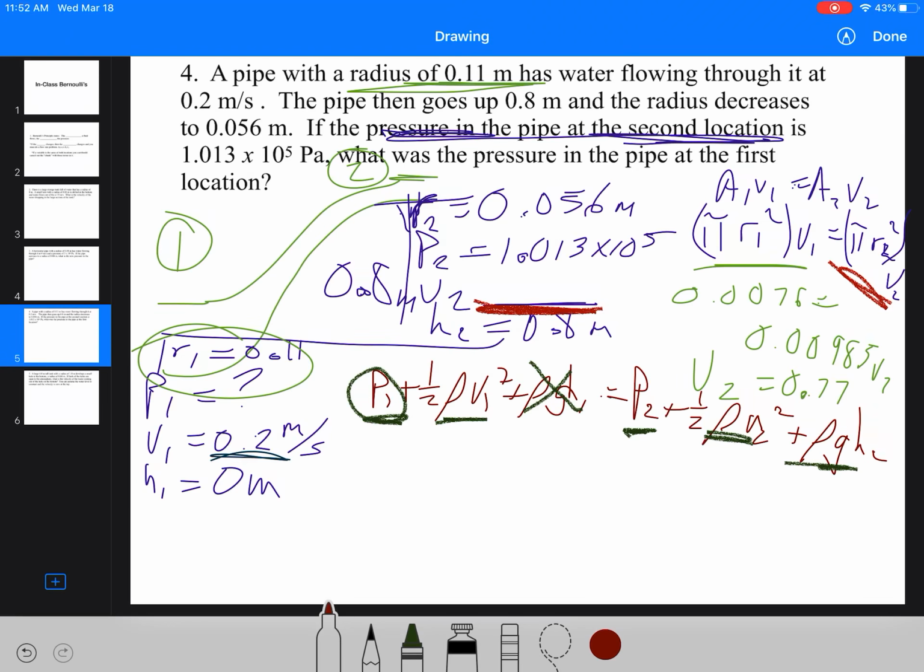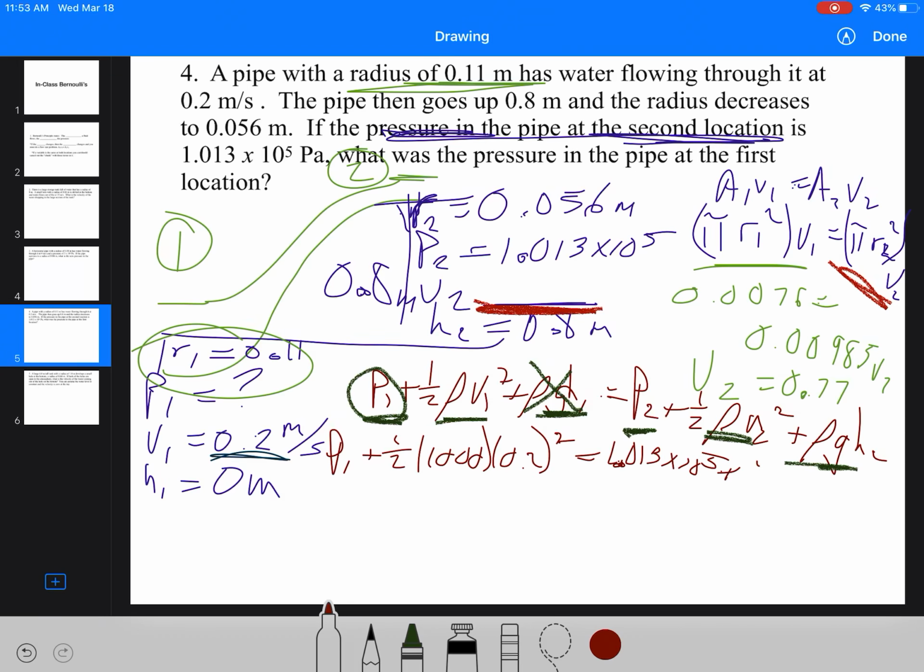So P1 plus 1/2 times 1,000 times 0.2 squared plus 1,000 times 9.8 times h1. Oops, sorry. That's going to be 0 because this is 0. So I started filling it in, but my height is 0, so therefore that chunk is going to be 0. And that's equal to my pressure of 1.013 times 10 to the 5th. There is a decimal point right there.